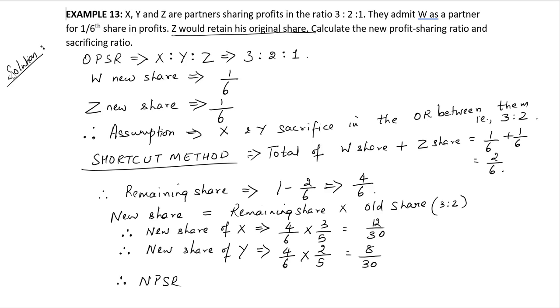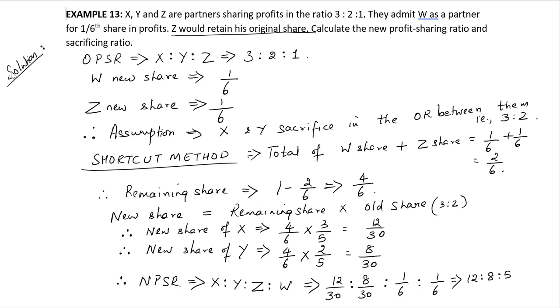Therefore, new profit sharing ratio between X, Y, Z and W is equal to 12 divided by 30 is to 8 divided by 30 is to 1 divided by 6 is to 1 divided by 6, which can be simplified as 12 is to 8 is to 5 is to 5. So the NPSR between X, Y, Z and W is equal to 12 is to 8 is to 5 is to 5. Also, the sacrifice ratio between X and Y is equal to the OPSR between them, which is 3 is to 2.